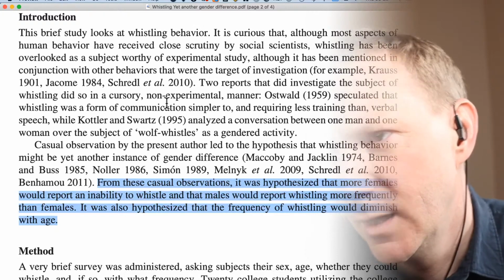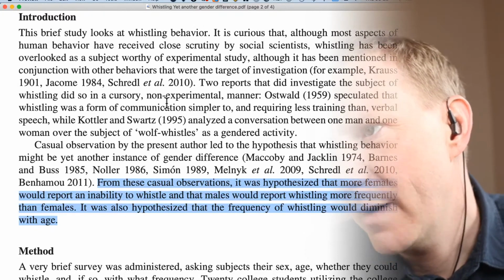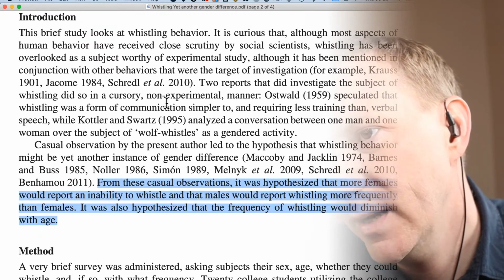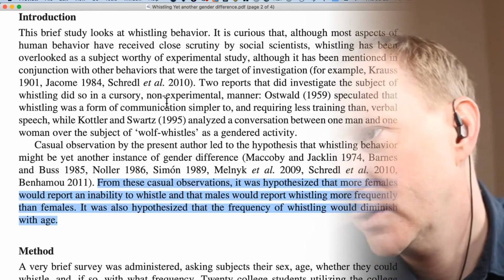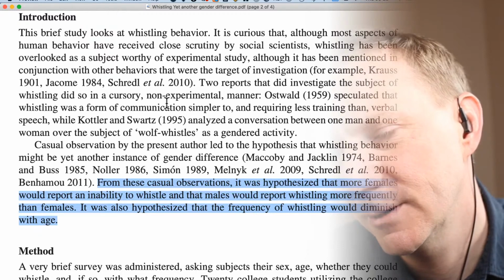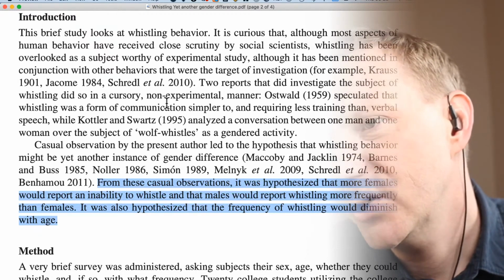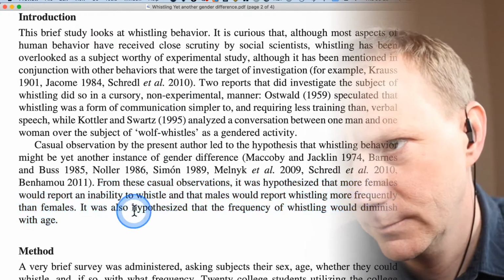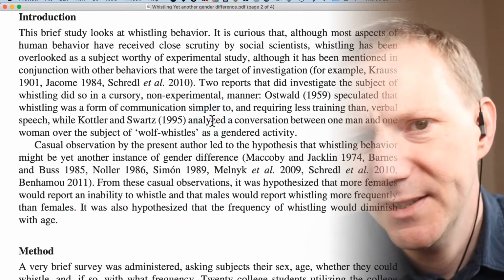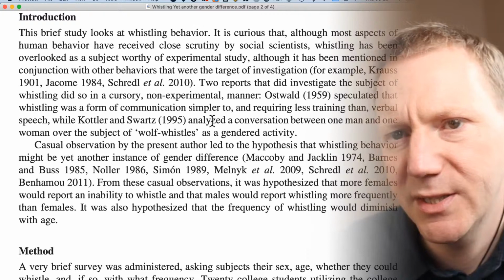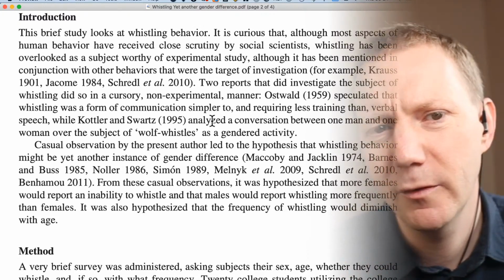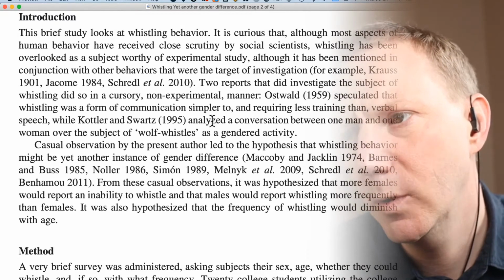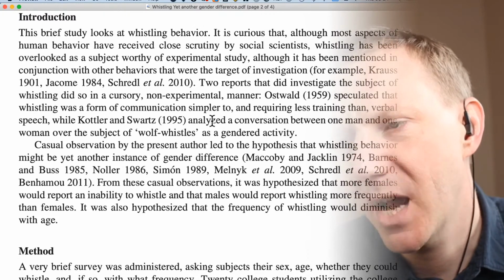And so from this casual observation, it was hypothesized that more females would report an inability to whistle, and that males would report whistling more frequently than females. It was also hypothesized that frequency of whistling would diminish over time. You got this? So my question to you is, and you could also write this down for yourself, but I want to have a bit of a discussion about this. What would your analysis be that you would perform based on these hypotheses?